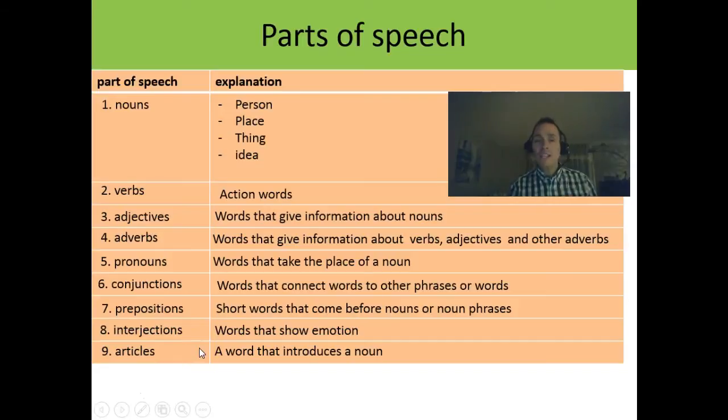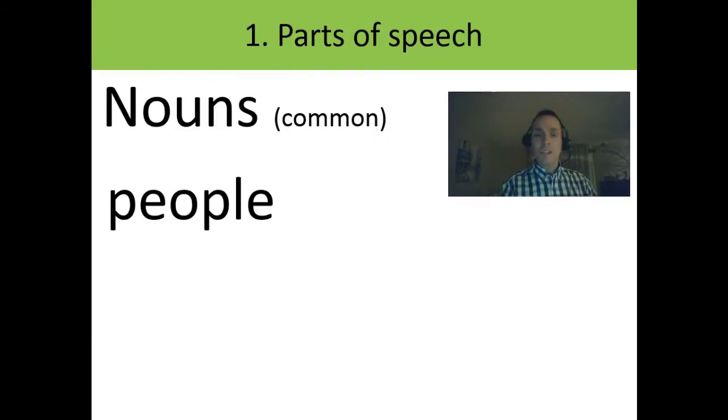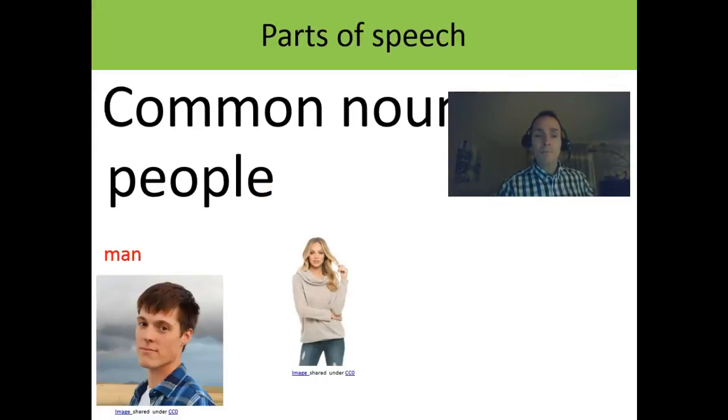So now let's take a close look at each of these. And again, like I said, in future videos, I'll be doing videos about each of these as well. So first of all, let's look at nouns. Now, nouns can be common. And they can be people. For example, a noun can be a man or a woman.